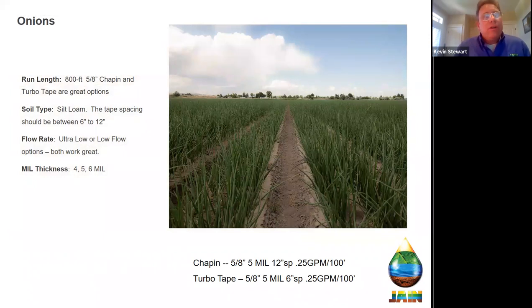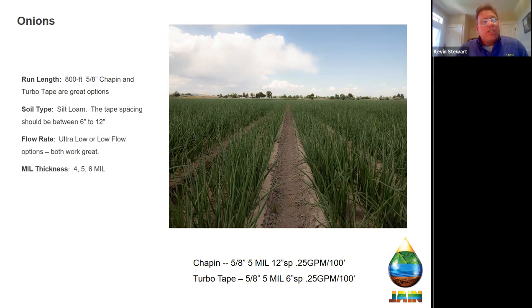I just wanted to go through a few crops and kind of highlight different options. Here's a field in Oregon, and you get about 800 feet, kind of right there on the line, pushing the envelope a little bit, but we did the math on it, and it was in that high 80s, low 90s as far as emission uniformity. And so either Chapin or turbo tape would be a great option. This field actually is a field of Chapin.